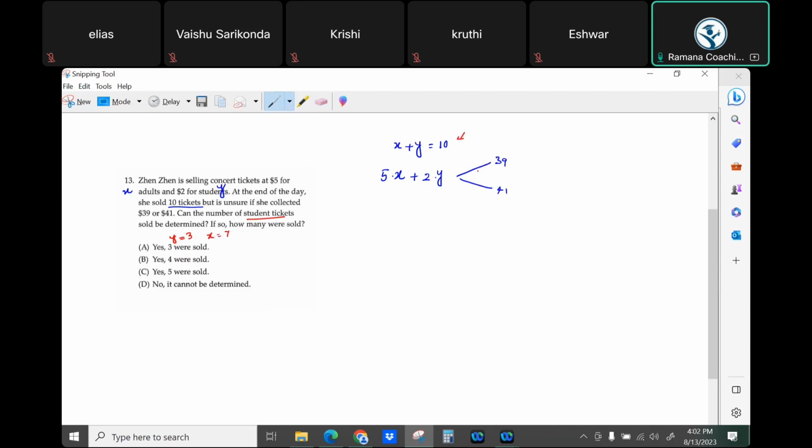Exactly. So plug in, please. What is 5 times 3? Sorry, 5 times 7? And then 2 times the Y value? Is that equal to one of these two? 35 plus 6, which is 41. Yeah, so that's it. Good.